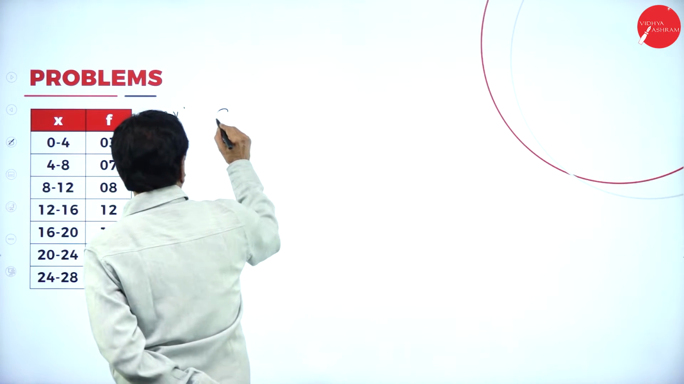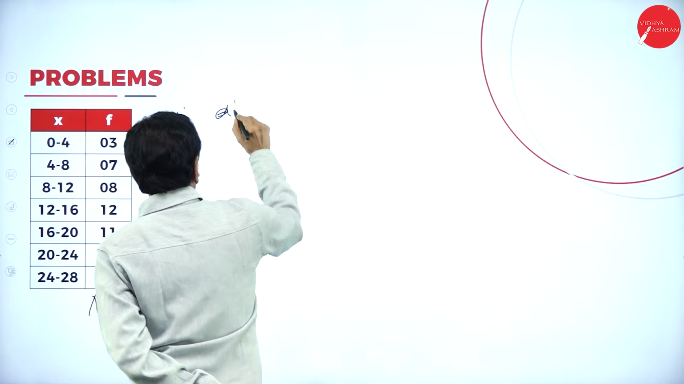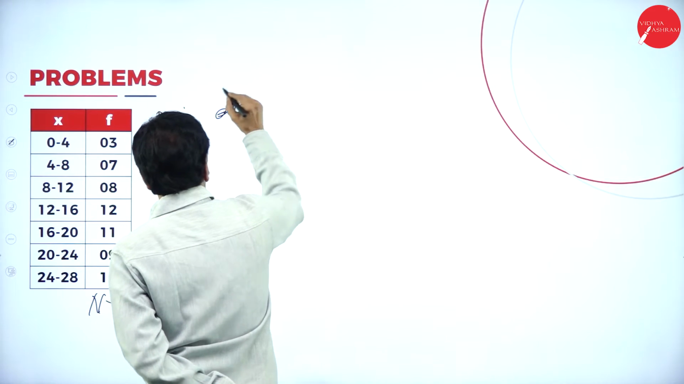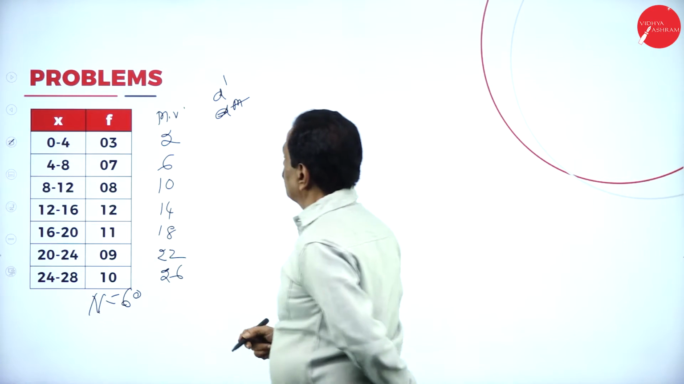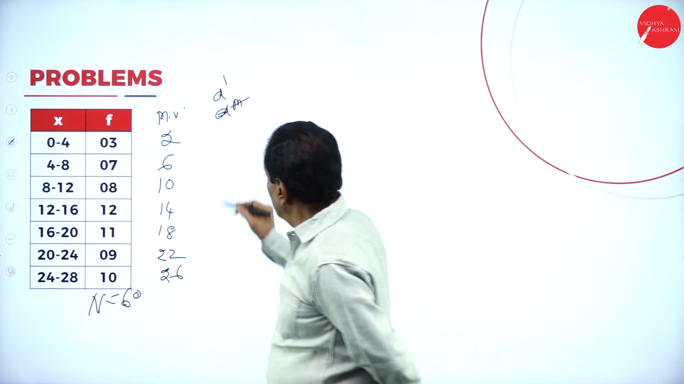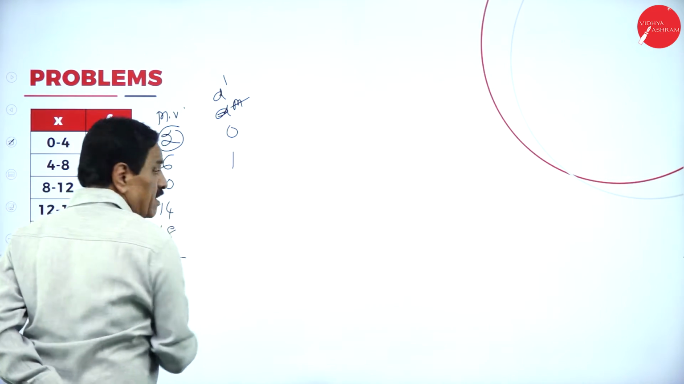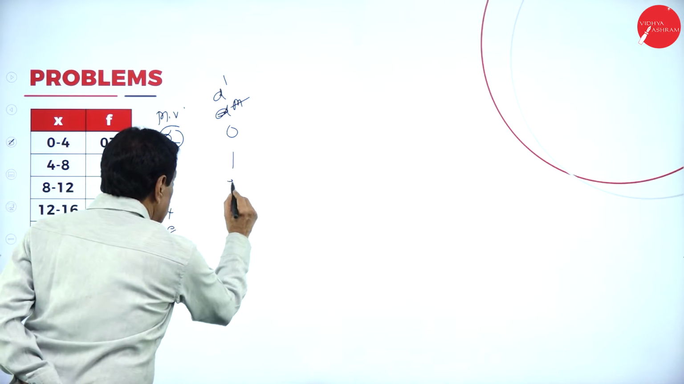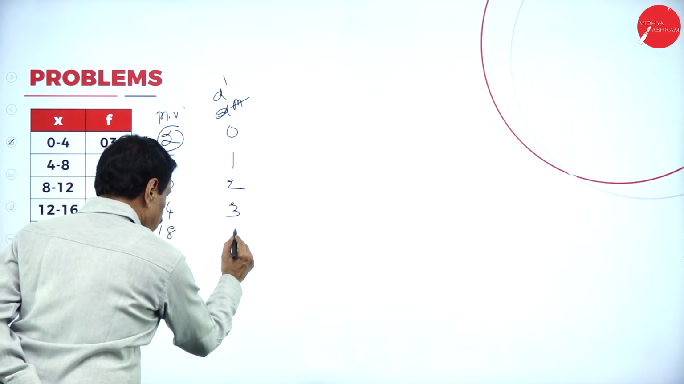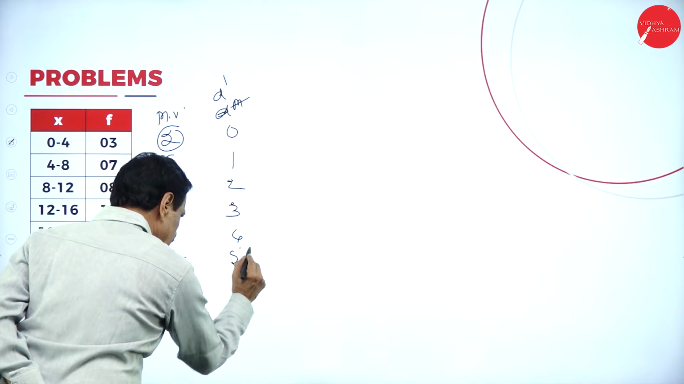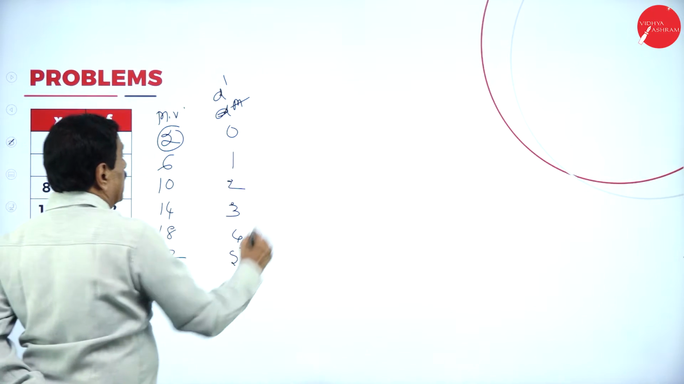Next, what is the next step? Mid value. Okay, this is the mid value. Then d dash. The next step is d dash. The first number is 0, then 1, next 2, next 3, 4, 5, 6. What is the next step?